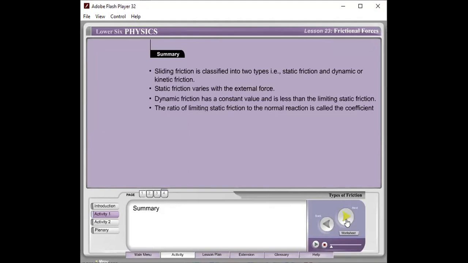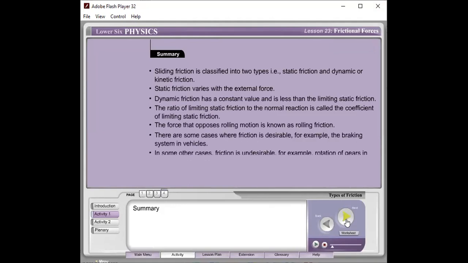Summary. Sliding friction is classified into two types, that is, static friction and dynamic or kinetic friction. Static friction varies with the external force. Dynamic friction has a constant value and is less than the limiting static friction. The ratio of limiting static friction to the normal reaction is called the coefficient of limiting static friction. The force that opposes rolling motion is known as rolling friction.